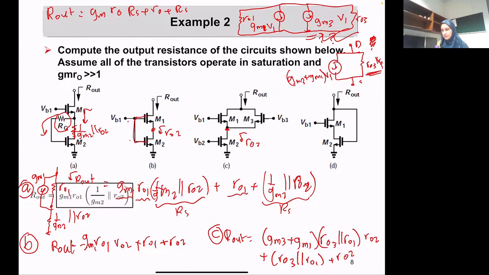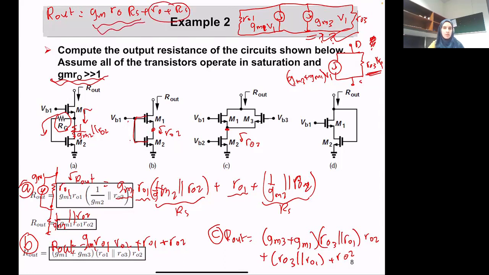In part D, the answer basically assumes that gm R out is much greater than 1, so I forgot about this. You can assume, I mean, ignore those two parts. Only remember to use gm R out RS.